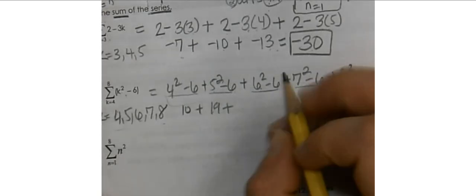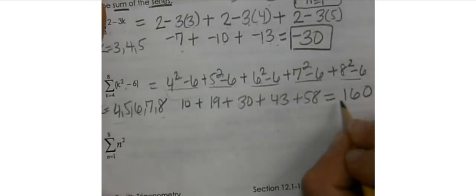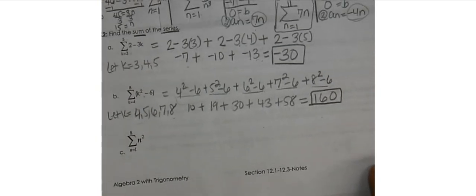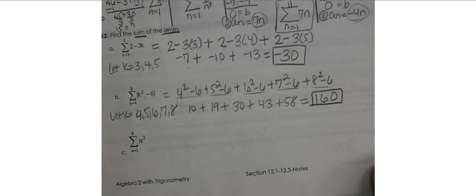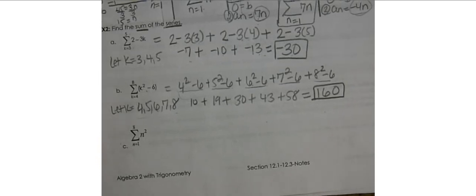36 minus 6 is 30. 49 minus 6 is 43. And 64 minus 6 is 58. So I'm going to add all of these numbers up, and together they end up adding to 160. So the sum of this series starting at the fourth term and ending at the eighth term is 160. Let's go ahead and have you guys try letter C on your own. Please pause the video and we'll see how well you do. When you're ready to go, restart it, and hopefully you're going to do pretty well.